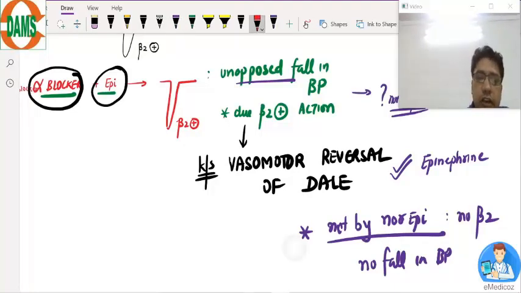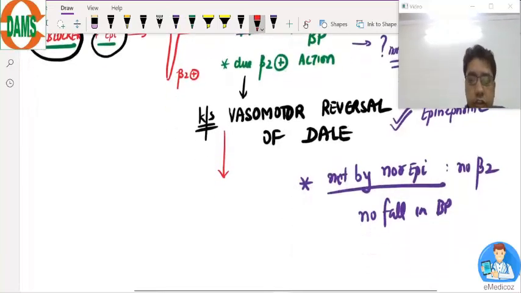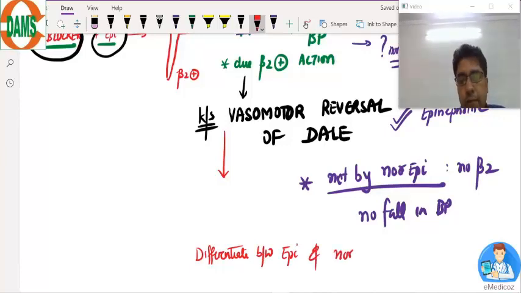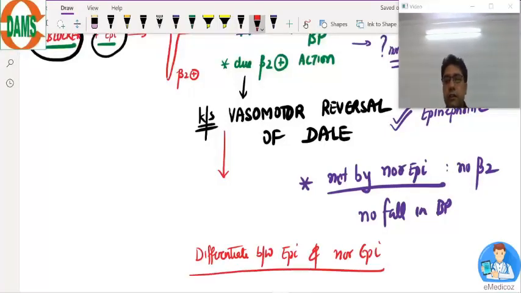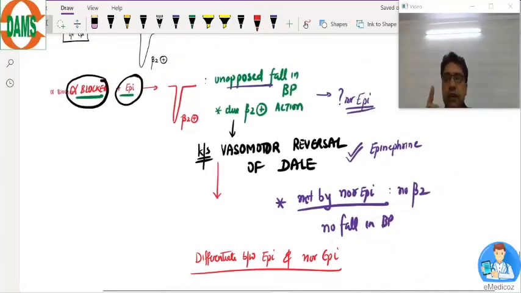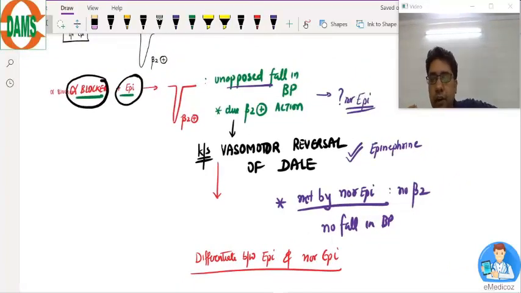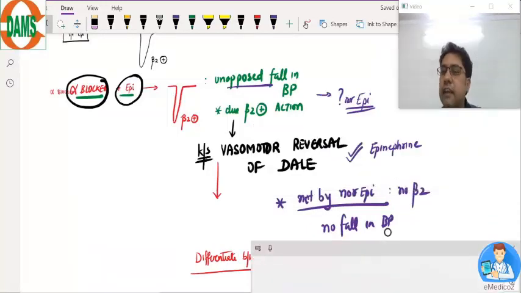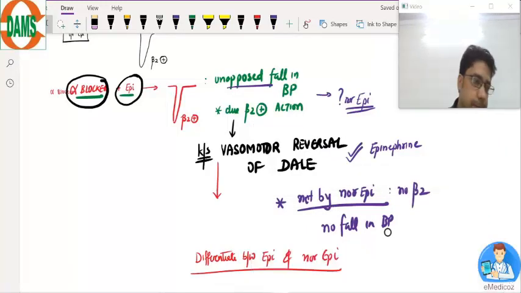So this vasomotor reversal of Dale, you will write, is used to differentiate between epinephrine and norepinephrine. Whether this solution is epinephrine or norepinephrine, we can differentiate by giving an alpha blocker. Okay? Very good.